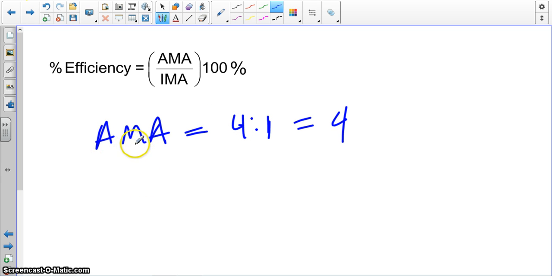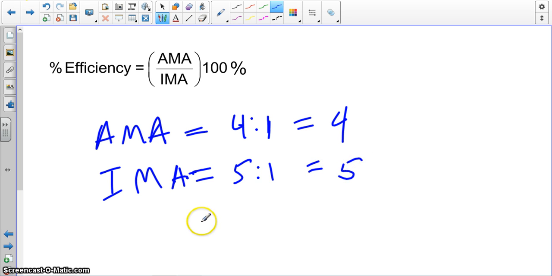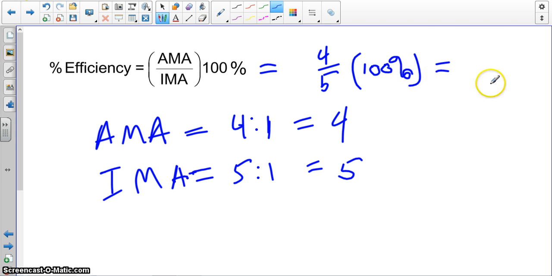So that's the actual mechanical advantage, but due to some sort of inefficiency in your simple machine or even compound machines, you can talk about the efficiency of any sort of machine. So you get an actual mechanical advantage of 4 to 1, and then you calculate the ideal, and you get 5 to 1, which is 5. So the efficiency is 4 over 5 times 100%, which is, well, 4/5 is 0.8, so you get 80% efficiency. No big deal. You can just divide the mechanical advantages and multiply by 100%.